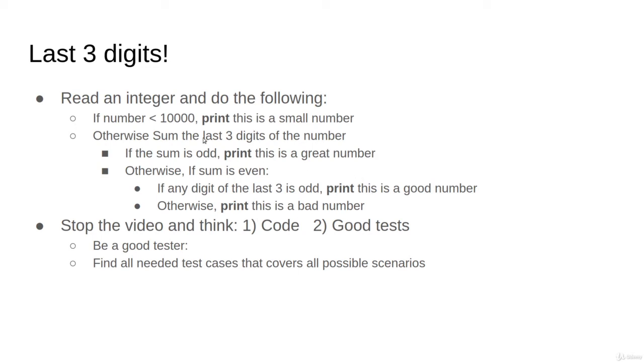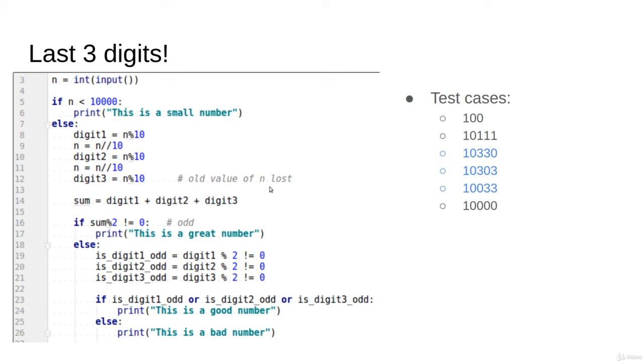So overall, you make a condition on the length first, then you make some conditions based on the last 3 digits of the number. Their sum is odd, their sum is even, or any one of them is odd, otherwise. So again, write your own code, think about different test cases for that. So here is the code. We first start by checking if the number is less than 10,000. If this is the case, we go directly here.